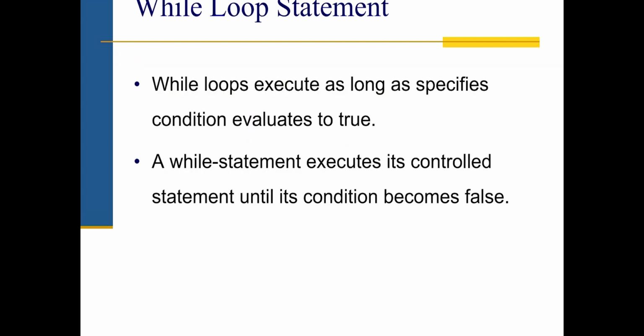Then you move to the while loop. A while loop executes as long as the specified condition evaluates to true. With the for loop, when it is true, it should repeat itself until it is false. But the while loop executes as long as the specified condition evaluates to true.